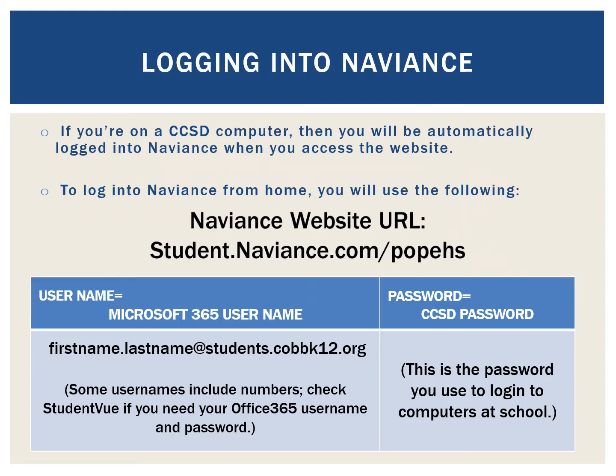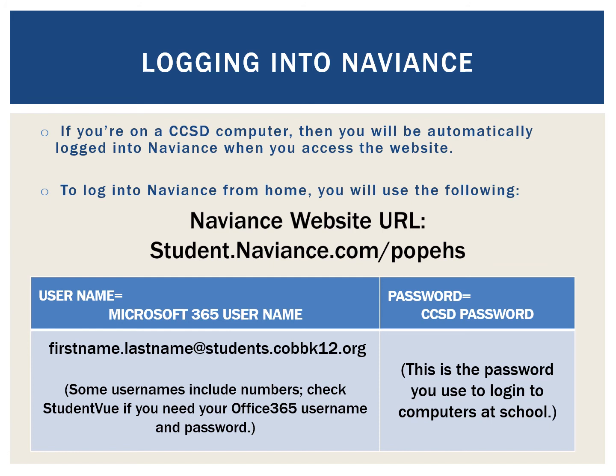Okay, so the way that a student logs into Naviance from home is to go to the URL that's right there in the middle of the slide, student.naviance.com/PopeHS. Once you get to that screen, either you can enter your Office 365 credentials, or I'll show you the next slide another way that you might be requested to access the site. But if you're asked to log in using a username and a password, the username is going to be your Microsoft 365 username, which is your email address, your first name last name @students.cobbk12.org. The password is going to be the password that you use to log into computers at school.